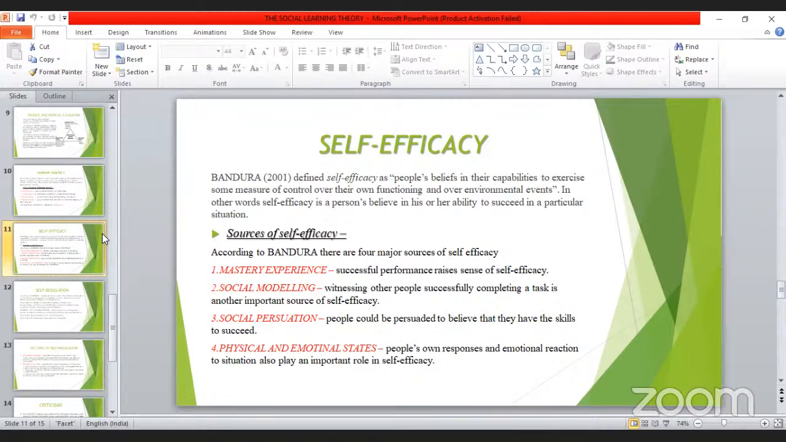Next is physical and emotional status, right? Strong emotion ordinarily lowers performance. When people experience intense fear, acute anxiety, or a higher level of stress, they are likely to have lower self-efficacy, right? But people having a higher level of confidence and optimism will increase their performance, and after successfully performing a particular behavior, it will help them increase their sense of self-efficacy. So people's own response and emotional reaction to a situation also play an important role in self-efficacy. In this manner, you can help your patient to increase self-efficacy.